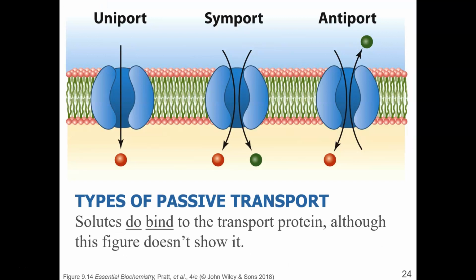So I just want to introduce these terms: uniport, symport, and antiport. This occurs with substances that bind to their transporters, which this diagram doesn't show very well. But it does show that uniport involves the transfer of a substance from one side of the membrane to the other in just one direction. Symport allows the transport of two substances in the same direction, and antiport allows the transport of two substances in the opposite direction.